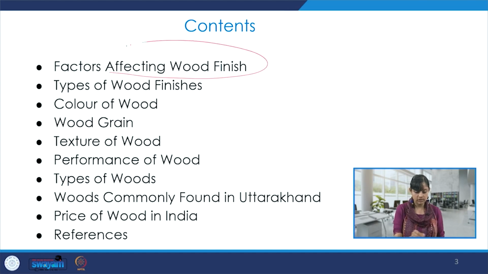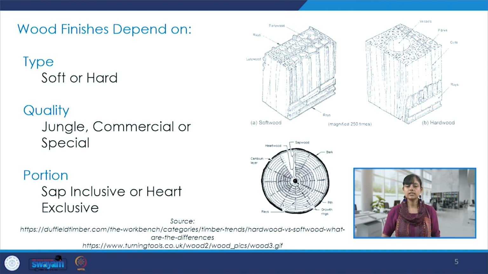We will focus on the factors affecting wood finish, starting with understanding the type of wood first. Types of wood finishes, color of wood, wood grain, texture, performance of wood, different types of woods, some examples from Uttarakhand and prices to give some idea of how the pricing of wood is done, and of course a list of references. So let's see the factors affecting the wood finishes.